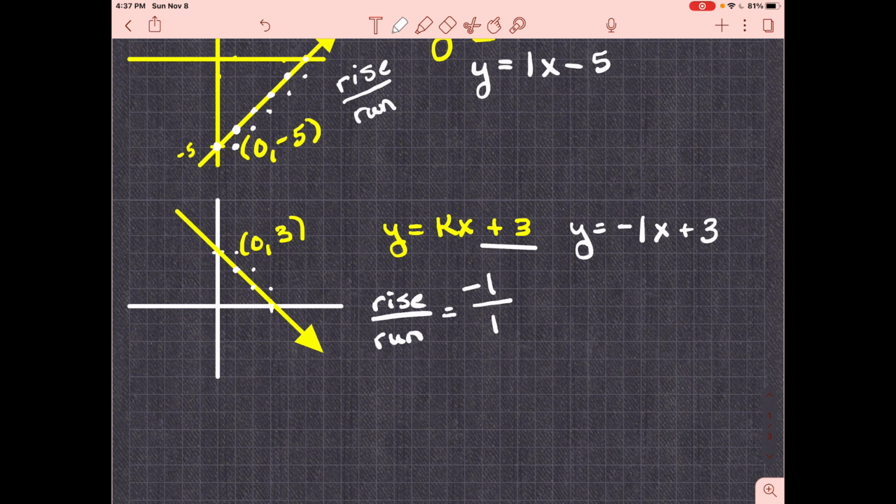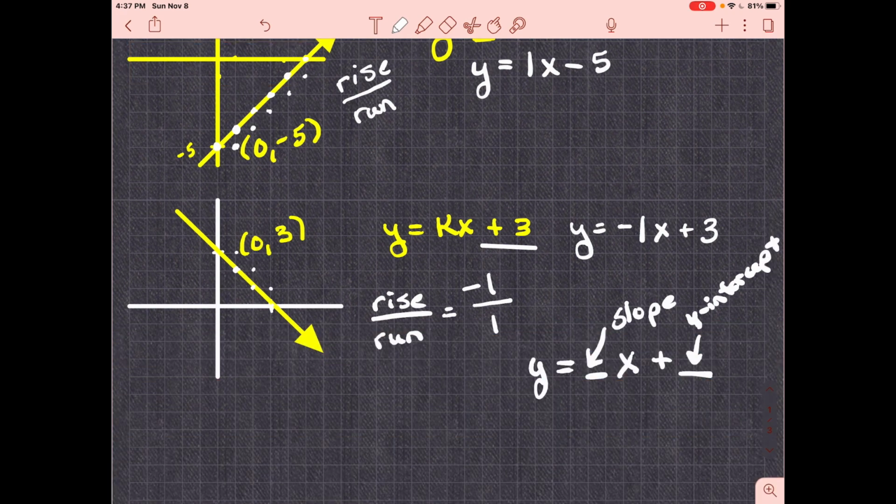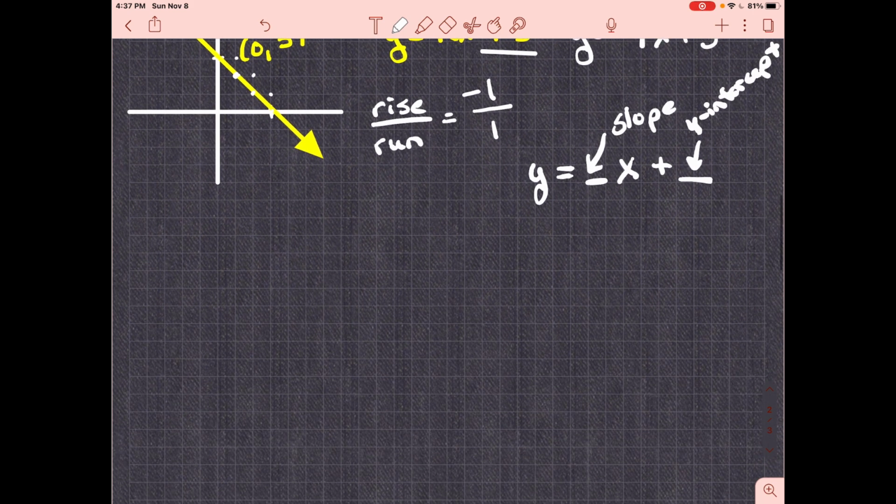So what we're seeing here is that equations have two important things other than the x and the y that are always there. They have a number right here that is the slope, and it's always attached to the x. And then they have a number right here that is the y-intercept. And if it's a negative, then that'll change to a minus. Let's look at number 4.